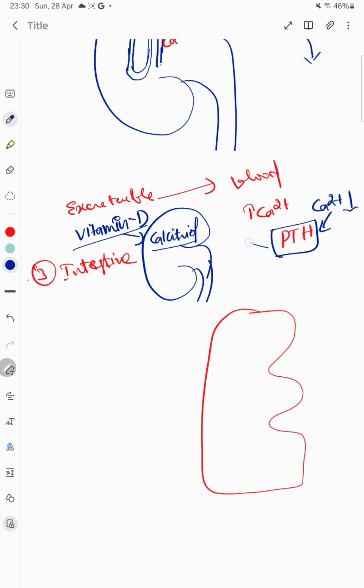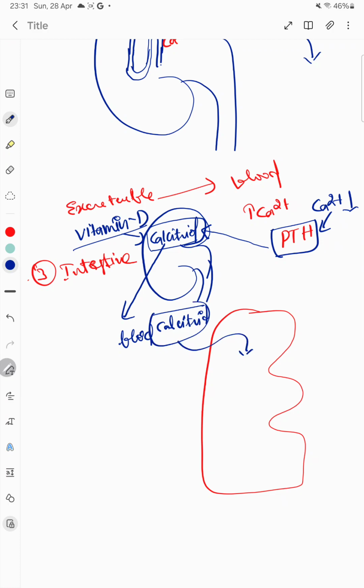So this parathyroid hormone will enhance, or you can say increase, the synthesis of calcitriol. This calcitriol is produced in the kidney and comes out into the blood. Calcitriol, or vitamin D, enters the intestinal cell. In the intestinal cell, this calcitriol acts on the DNA of the intestinal enterocyte.